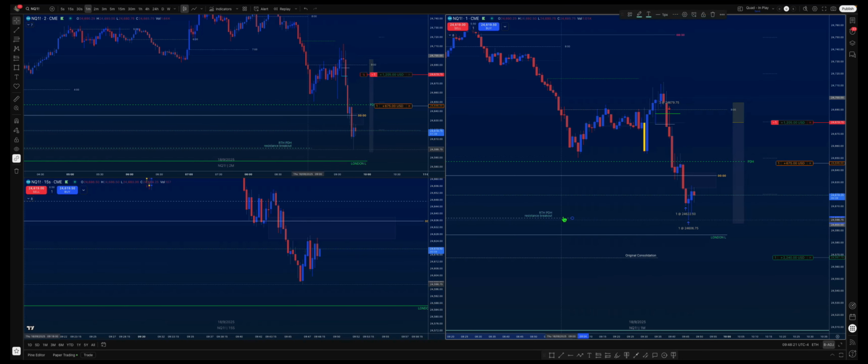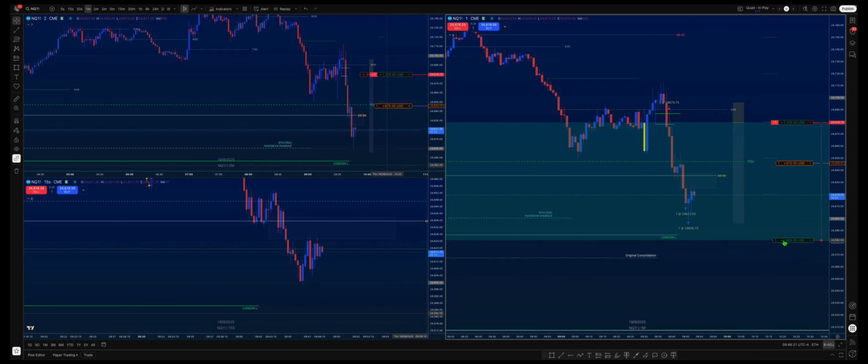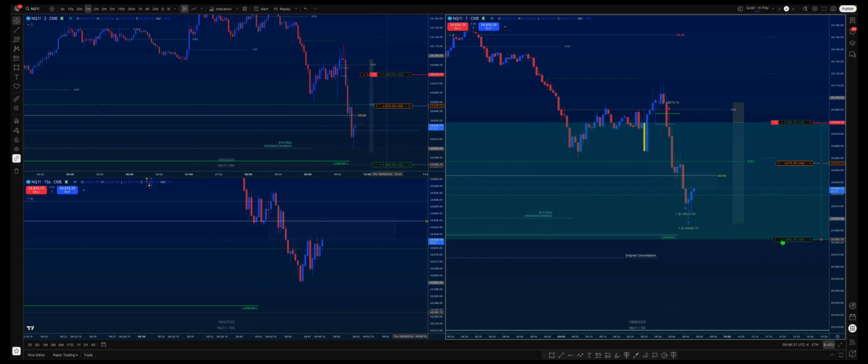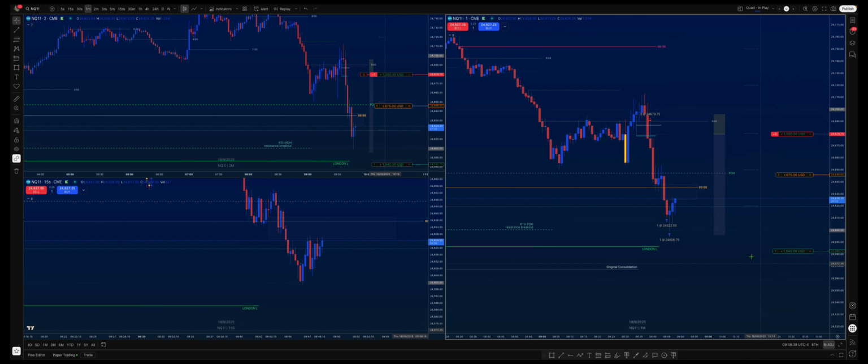As you can see, we made that low at that previous regular trading hour high. And so I'm not forcing it to that level. I'm going to go the same principle of going to just a few points above the 80s. And that gets us just below that London low.